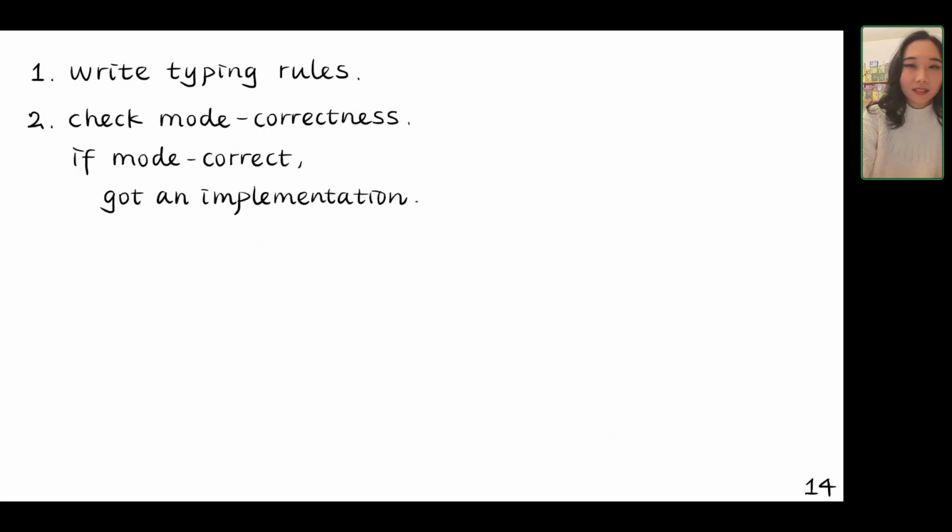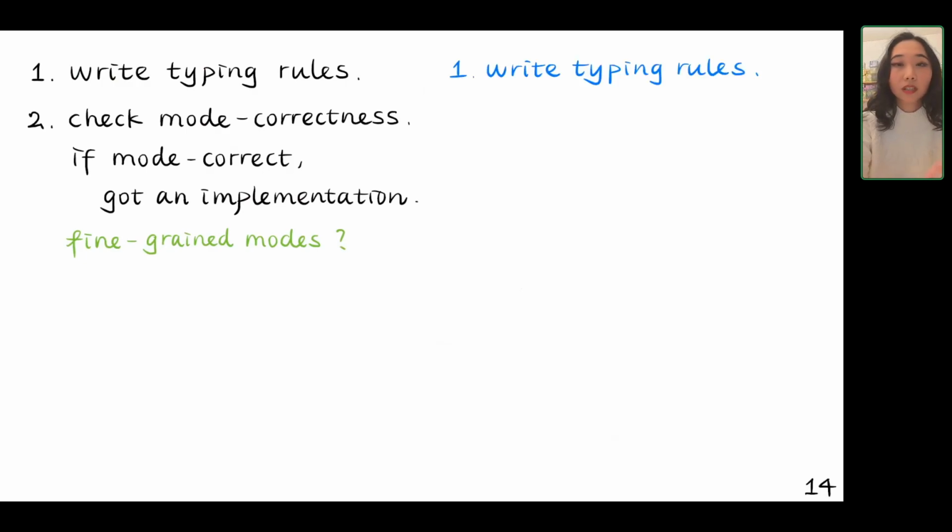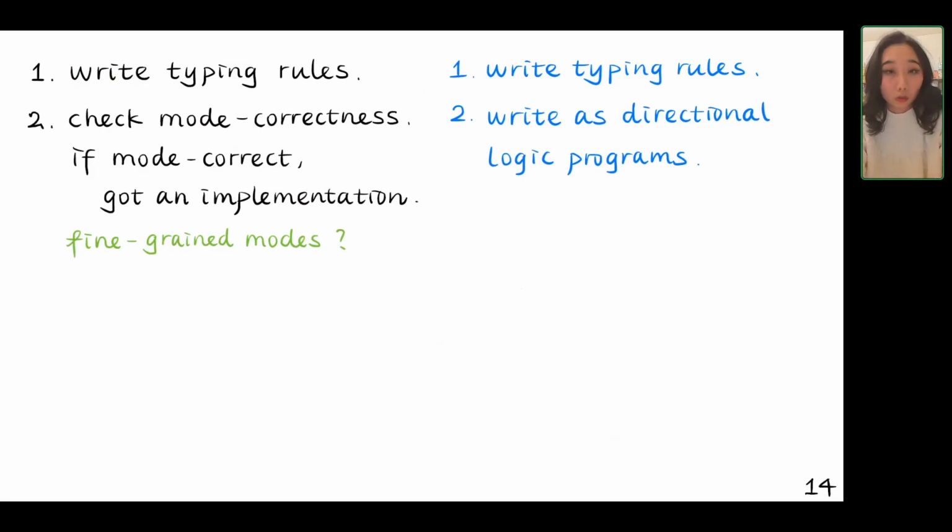Great. But suppose fine-grained modes are involved, which happens a lot in practice, then we're stuck. We essentially don't know how to check mode correctness anymore. Our intuition breaks down about how information flows. So what we're going to do instead is, after writing the typing rules, write them as directional logic programs. Notice that this step is really not much of a jump.